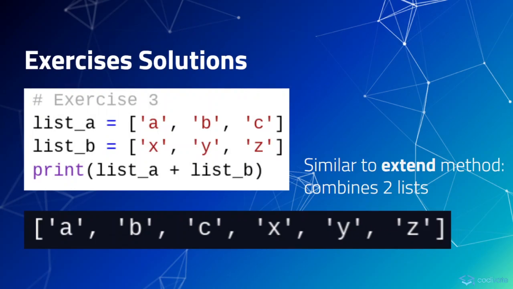All right, here's our last exercise for the day. Its solution: when we add two lists together using the plus sign, all of the second list items are added to the first list. So when we test using this example, A, B, C, X, Y, Z, we add list A and list B, we get A, B, C, X, Y, Z. So this is similar to the extend method because we're combining two lists into one.